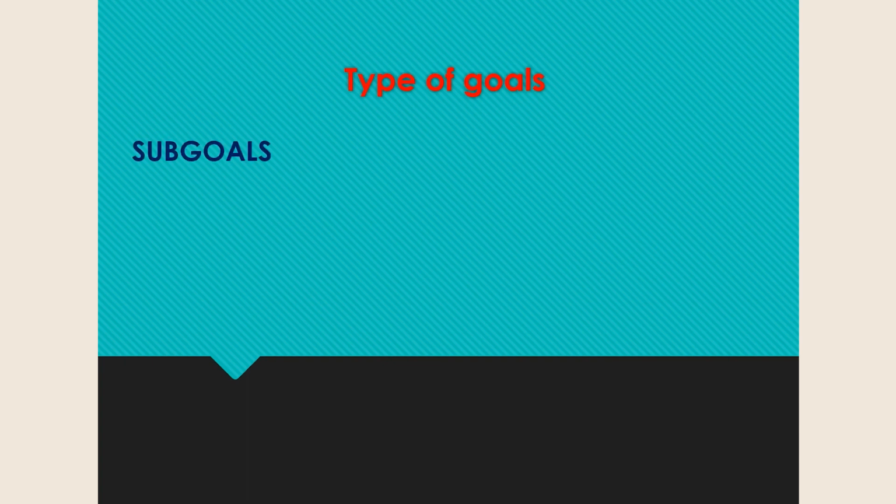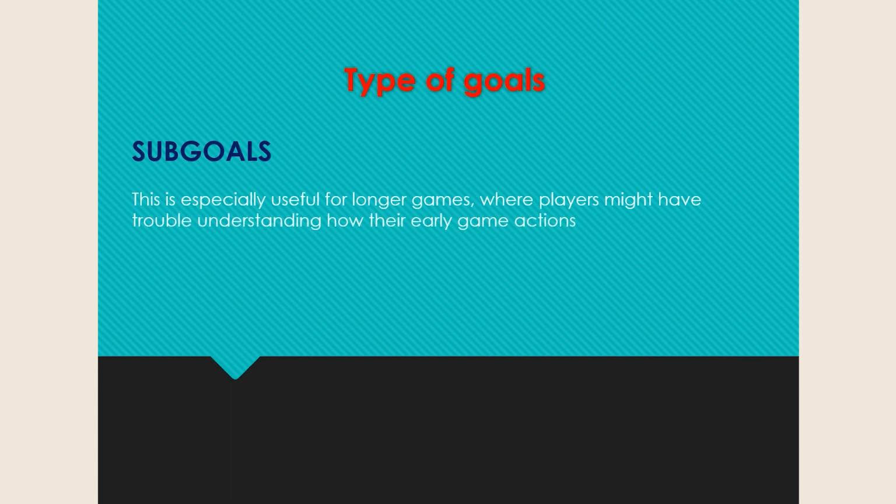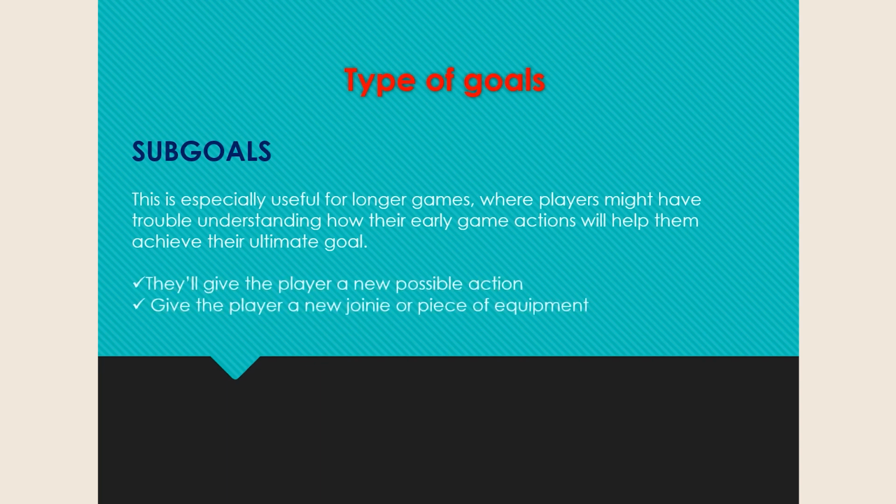Fifth type of goal is sub-goals. This is especially useful for longer games, where players might have trouble understanding how their early game actions will help them achieve their ultimate goal. They'll give the player a new possible action, give the player a new piece of equipment, or make the player more powerful in some other way.